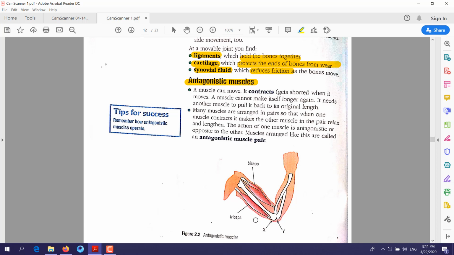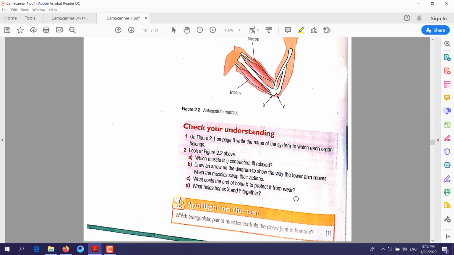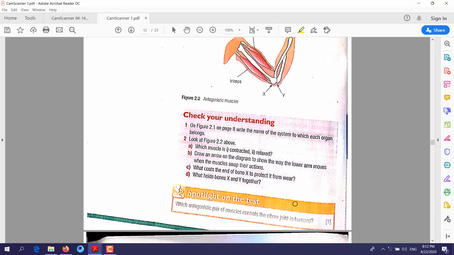But when the biceps relaxes, then what will happen? The triceps should contract. So here, what is happening? Two muscles work together at the same time but opposite to each other. This kind of muscles, we call antagonistic muscles. Check your understanding. This will be your task.